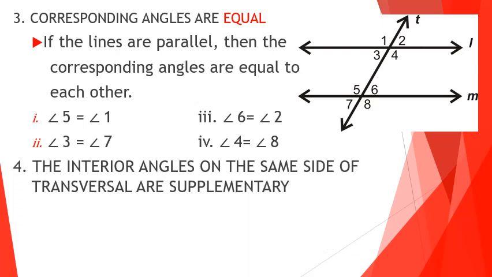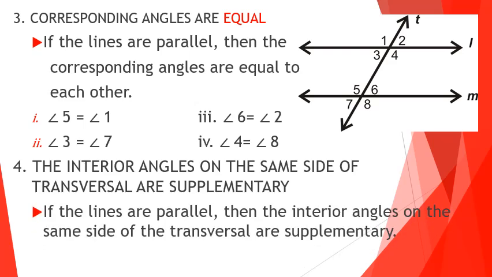Next one, the interior angles on the same side of the transversal are supplementary. That means the interior angles on the same side of the transversal are angle 3 and angle 5, angle 4 and angle 6. They are supplementary, meaning if we add angle 3 plus angle 5, we get 180 degrees. If the lines are parallel, then the interior angles on the same side of the transversal are supplementary. So angle 3 plus angle 5 equals 180 degrees and angle 4 plus angle 6 equals 180 degrees.